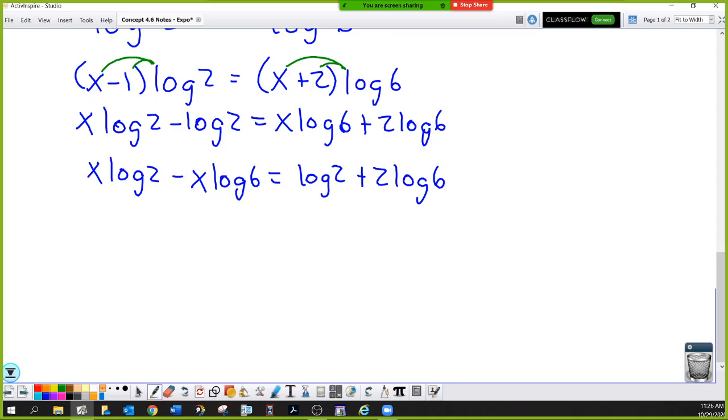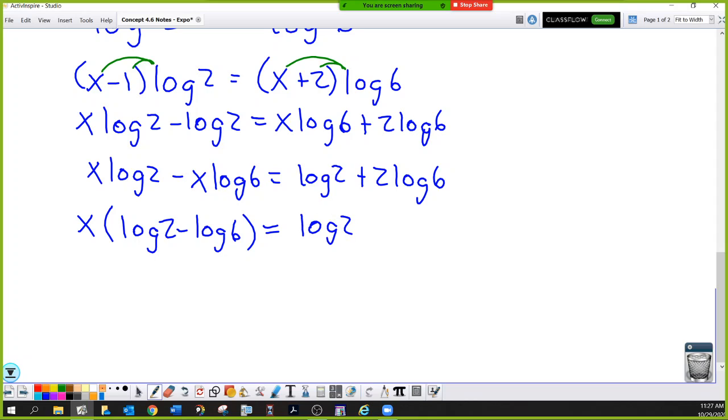And we can get x kind of by itself right now by factoring. You see, x is the GCF on the left side. So if I pull an x out, I undistribute this x, it's going to give me log 2, excuse me, minus log 6. And over here, these things can be combined, but I'm going to hold off on that just for a quick second.